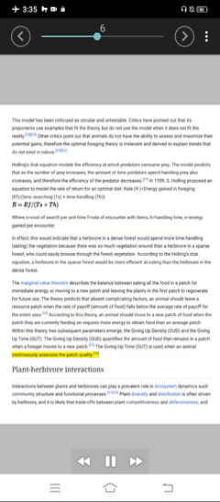30. Plant-herbivore interactions. Interactions between plants and herbivores can play a prevalent role in ecosystem dynamics such as community structure and functional processes.